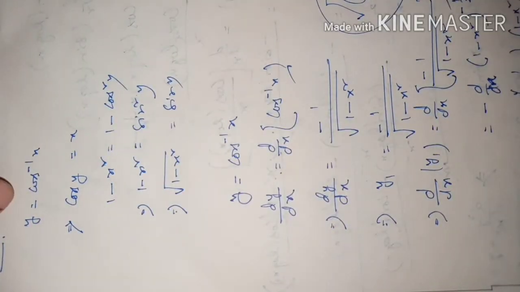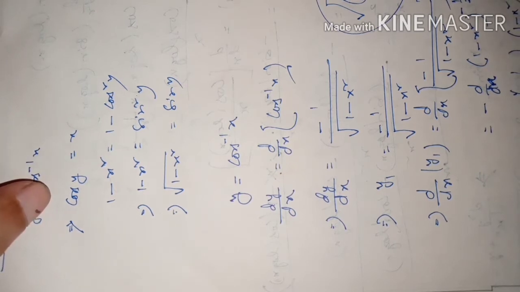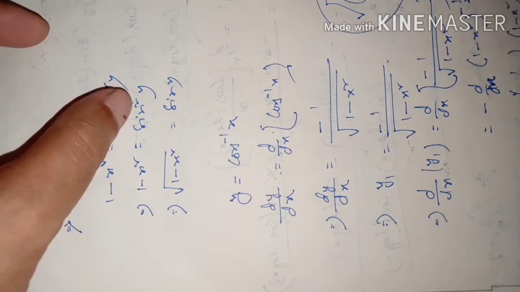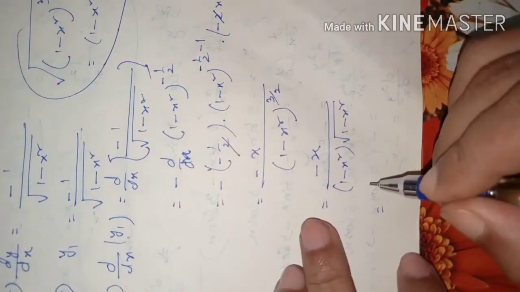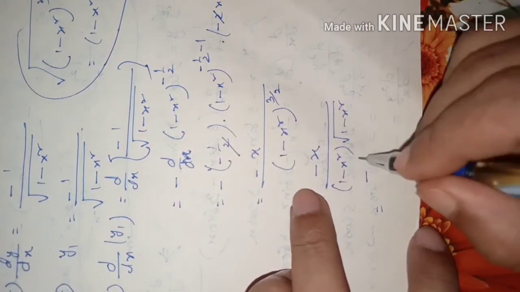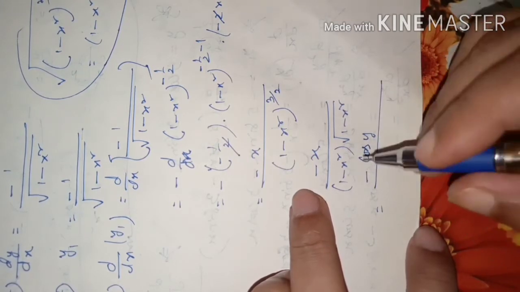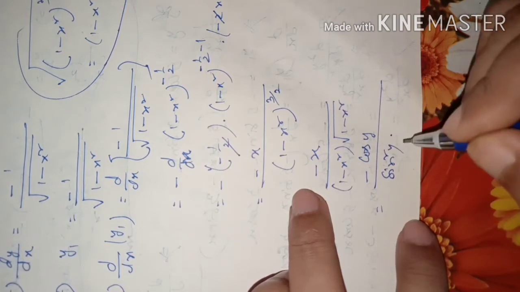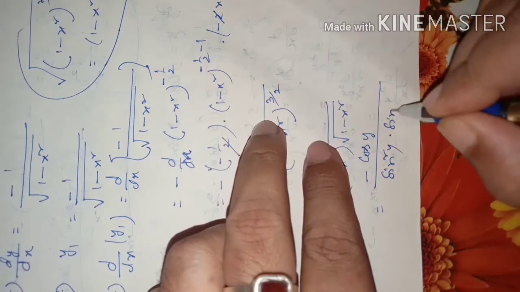So we have here cos y equal to x, means x equal to cos y. Where x is there we can put cos y, and where 1 minus x square is there we can write sin square y, and where under root 1 minus x square is there we can write sin y. So let us write that way here. So minus x stands for cos y, divided by 1 minus x square, which stands for sin square y, into under root 1 minus x square, which stands for sin y.